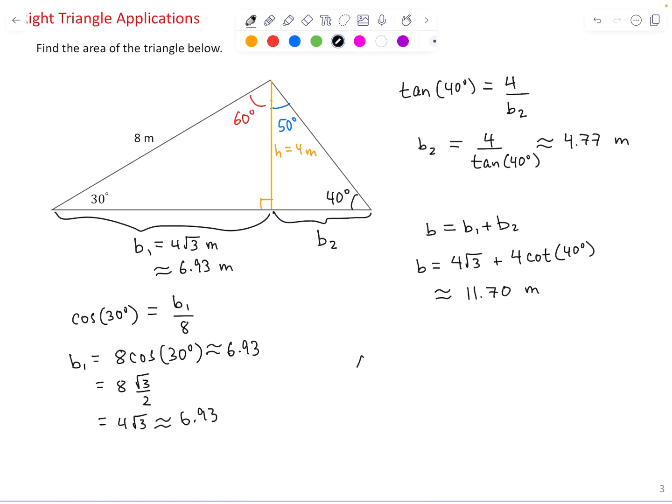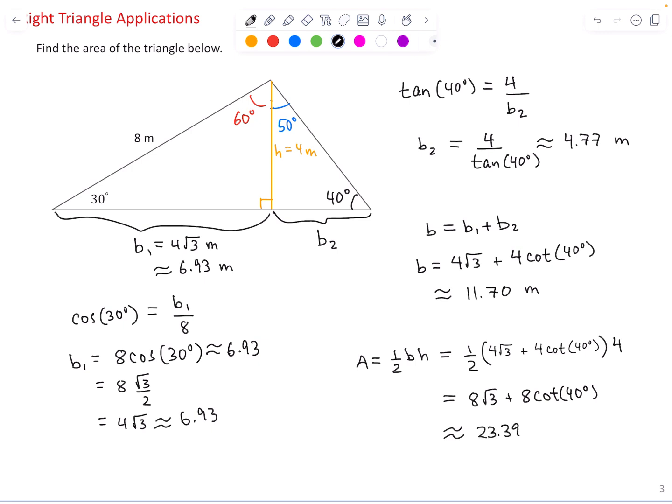And now we know that the area, this is what we're after, of this overall triangle is 1/2 times the base times the height. Sticking with exact representations, we'd have 1/2 times, in parentheses, 4 rad 3 plus 4 cotangent 40 degrees, and then times the height, and the height was just 4. Now I can simplify 1/2 times 4 first and get 2, and then distribute the 2 through the parentheses. And so I could write my answer this way: 8 rad 3 plus 8 cotangent of 40 degrees. That gives us about 23.39.